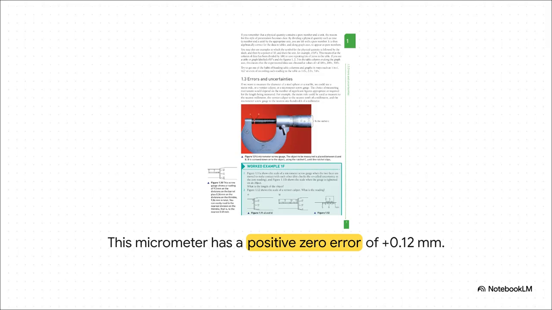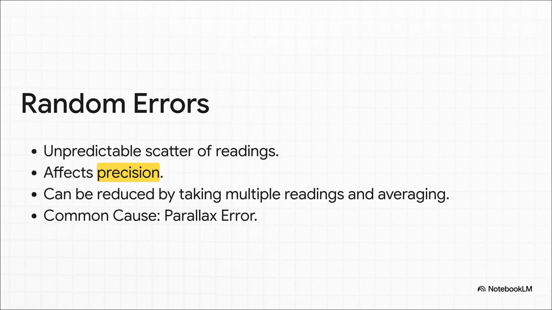And here is a fantastic real-world example with a micrometer, which is a super precise tool. What you're seeing is what happens when we check its zero point. See how when the jaws are totally shut, it's not reading 0? It's reading plus 0.12 millimeters. That's a systematic zero error. It means every single measurement you take from now on is going to be 0.12 millimeters too big, unless you remember to subtract it.